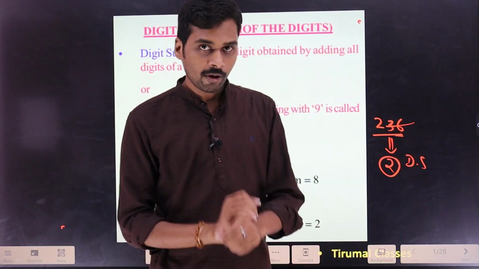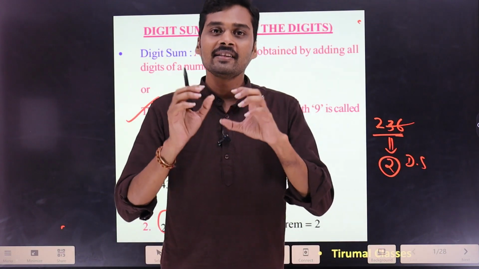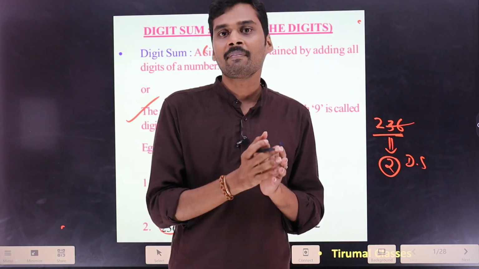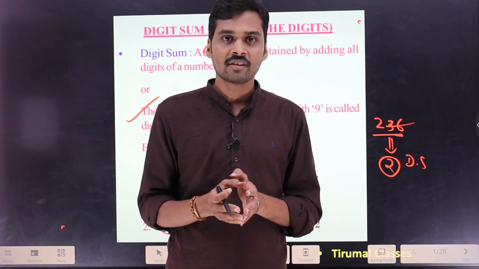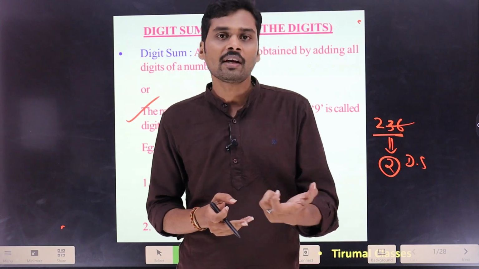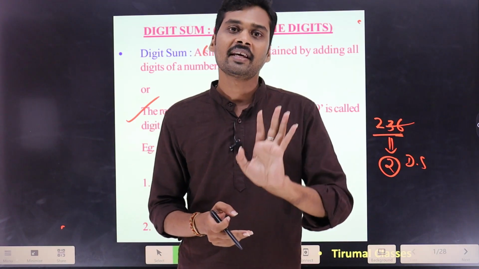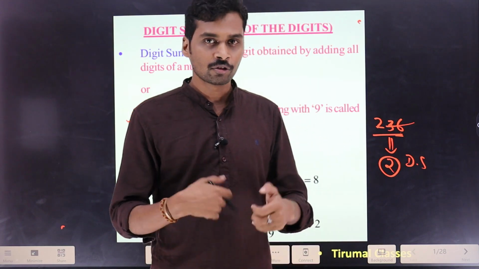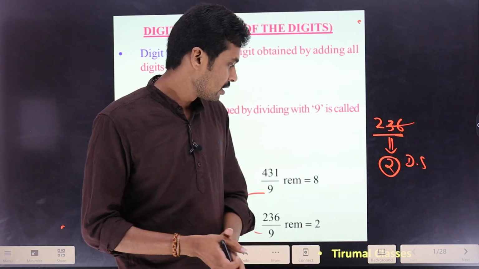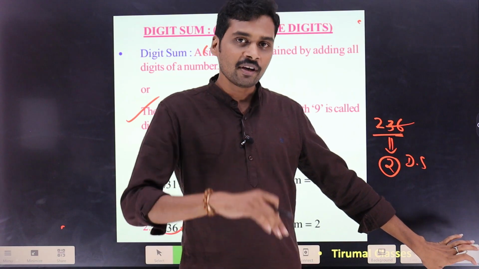Okay? You remember one point. Whenever you are adding the digits, if the sum of the digits is 9 or a multiple of 9, we can cancel out those numbers. Okay? Let's do more examples and you will understand it. So this is the basic definition of digit sum.